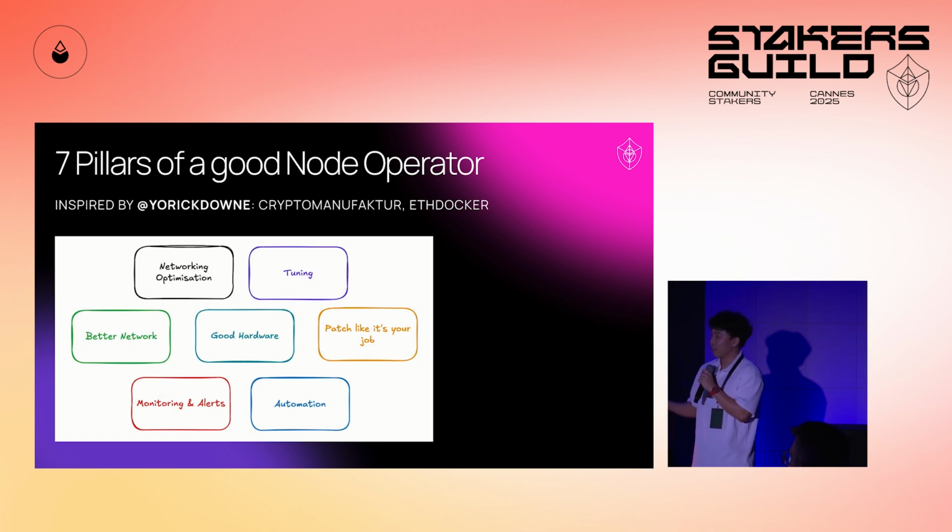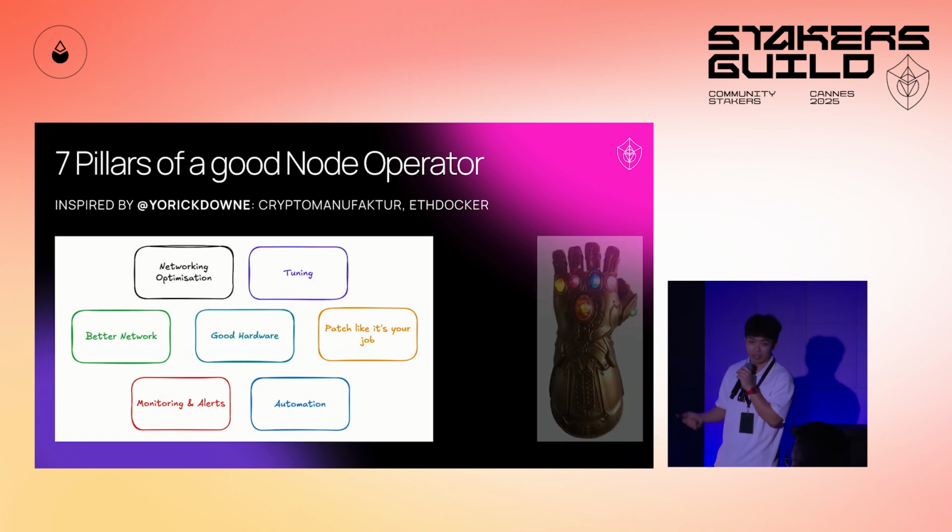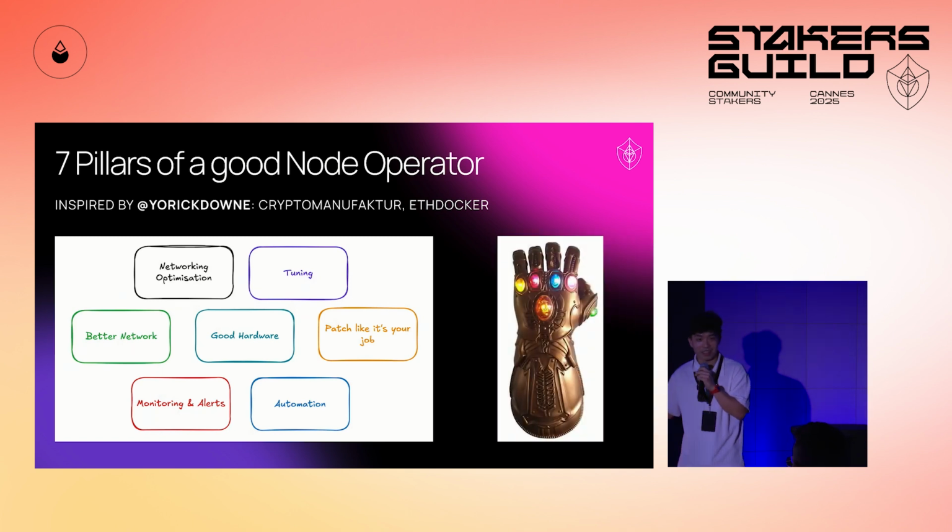All right, so you can have good hardware, better network, optimize your network. You can tune your device. You should patch, basically update your clients like it's your job. Do it diligently. You can use automation tools, and you should definitely have monitoring and alerts system on your setup. So I like to think of it as the Infinity Stones and Infinity Gauntlet, right?